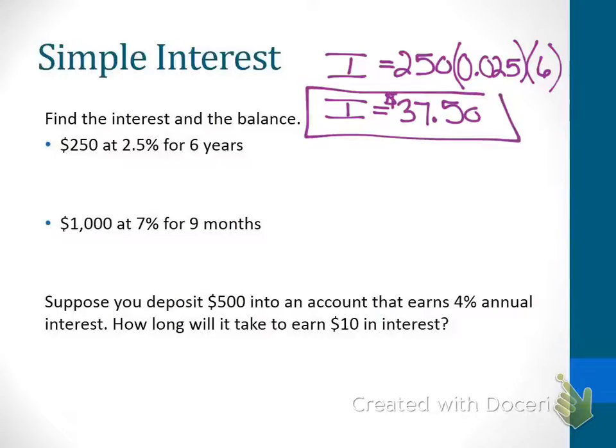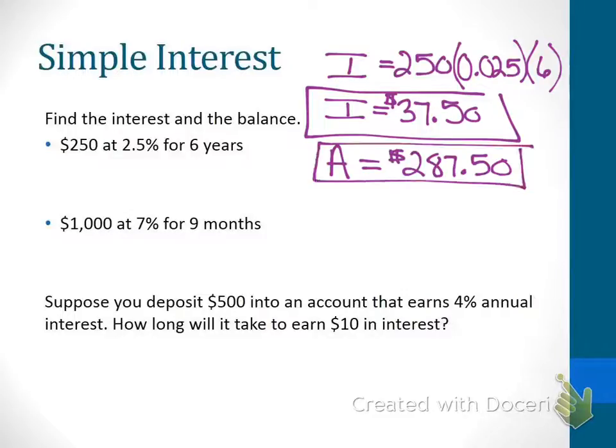$37.50. Now what variable do you use for balance? You use the variable A to solve for balance. How do you know what the balance is going to be? You're going to add 250 and 37.5 to get $287.50. So you have a problem like this on your test tomorrow. There's 2 answers.